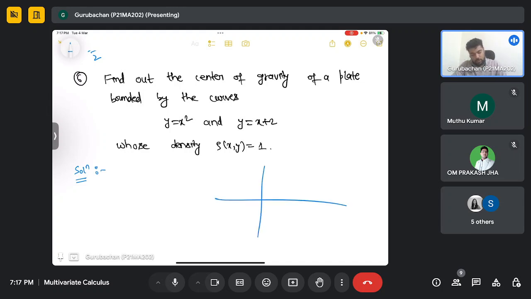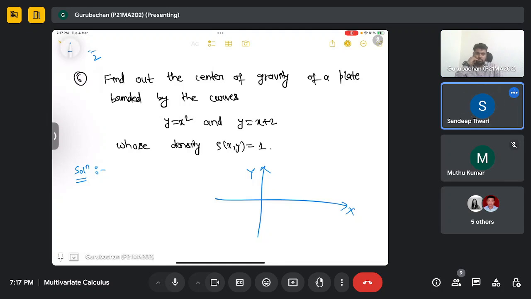So let me draw this region first. We have been given x square equal to y, a parabola. I'm asking again, since it's x square equal to y, how can we draw this? Will it be x base or y base? Sir, x base. The parabola will open upward, sir. Okay, like this. Yes, sir.